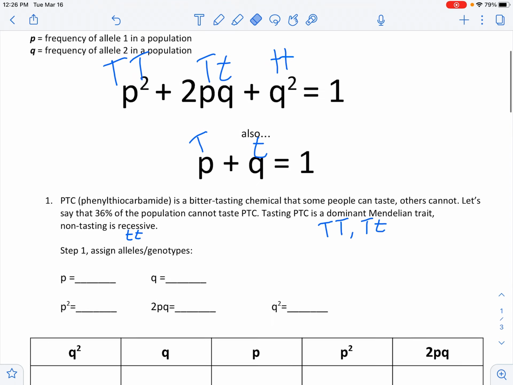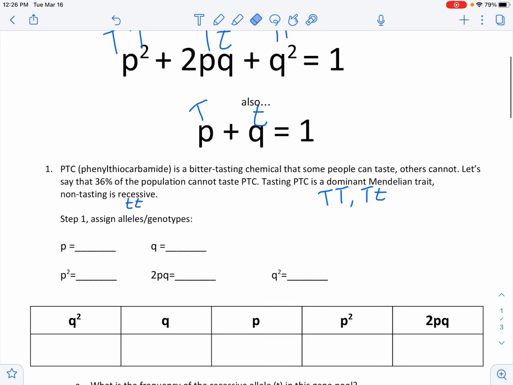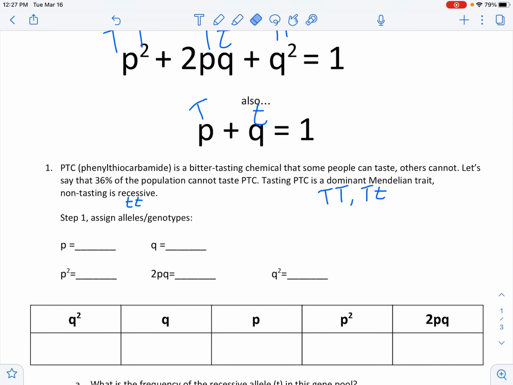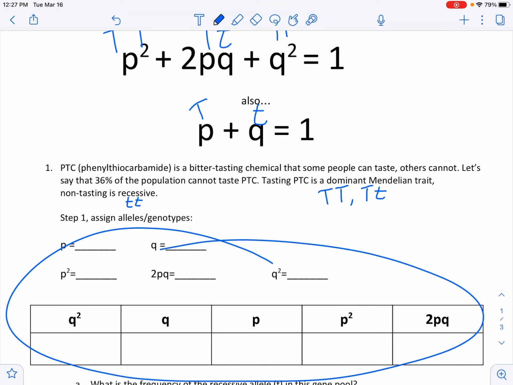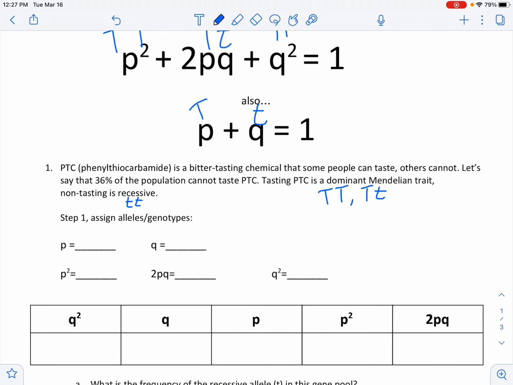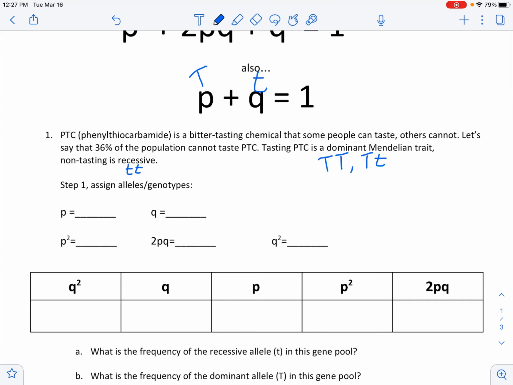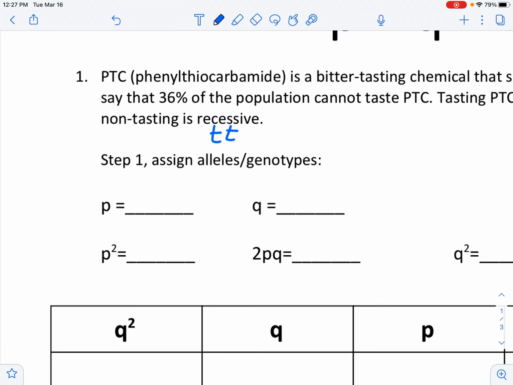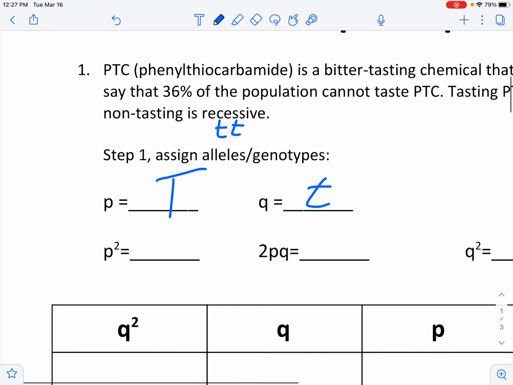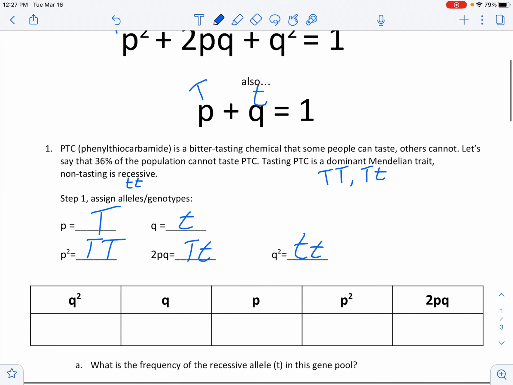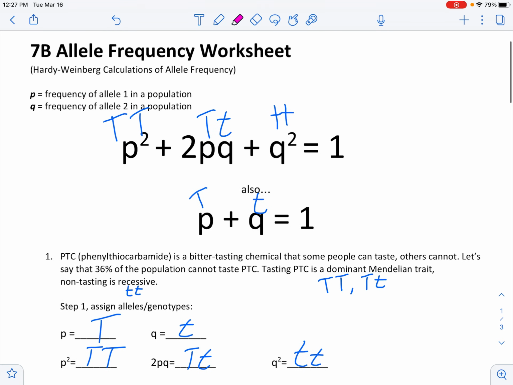Step 1, assign alleles and genotypes. This really walks you through these kinds of problems. When you get more used to doing them, you won't have to fill out a whole chart and table, but I do that for the first few problems to get you used to how to solve them. So P is the capital T, Q is the lowercase t, and so on. We have assigned alleles for P and Q. Then we're going to start here, and work our way counterclockwise through these equations.